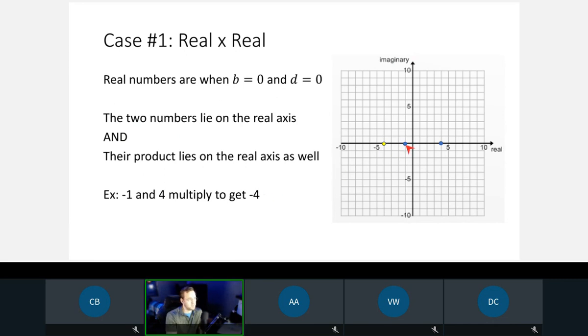So I color coded this. Is that blue? It looks like blue to me. Is this green? Oh, it's yellow? All right, that's yellow. So the blue points are what we're multiplying together. The yellow point is the answer. So a real times a real is a real. That's the easy one.